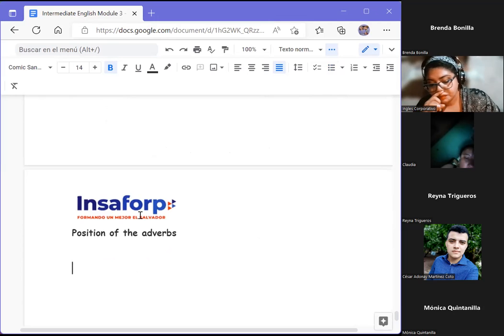So in that case, the adverbs can appear in different places in the sentence because they are following the word that they are modifying. So if the word they are modifying is at the beginning, they are going to appear at the beginning. If the word they are modifying is in the middle of the sentence, it will appear in the middle of the sentence. And if the word they are modifying is at the end of the sentence, the adverb is going to be at the end of the sentence. So in that case, it's not like it has a specific place in which they may be. In this case, it's following the word they are modifying.